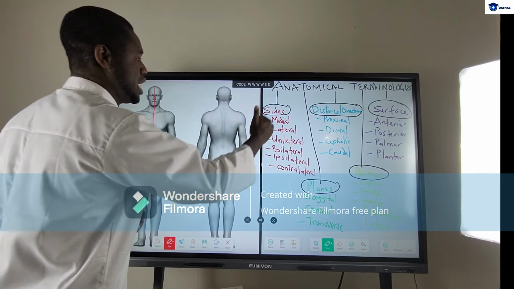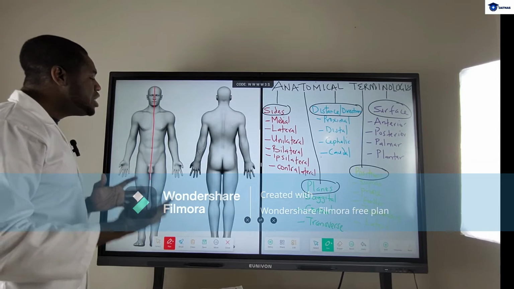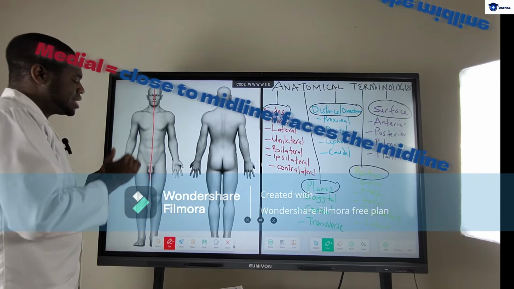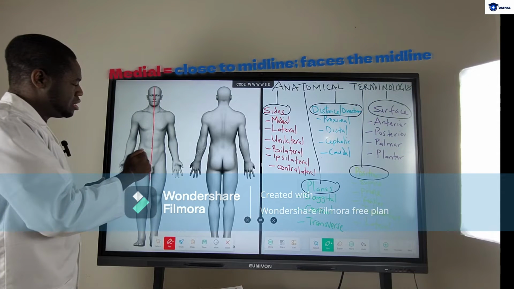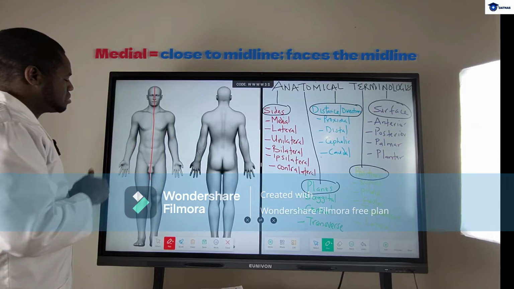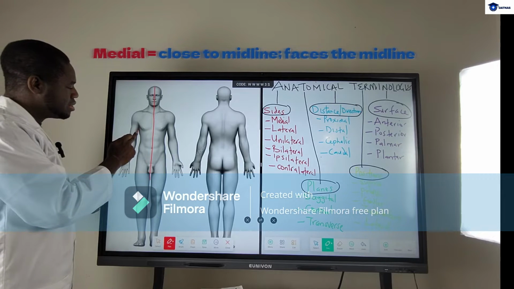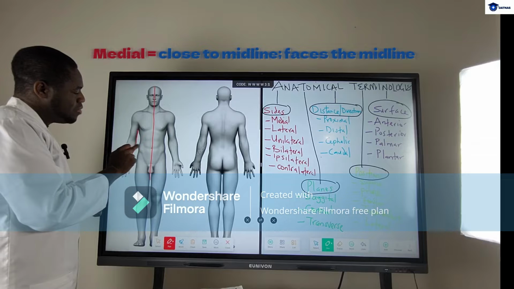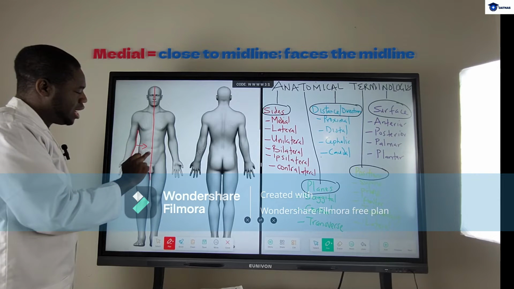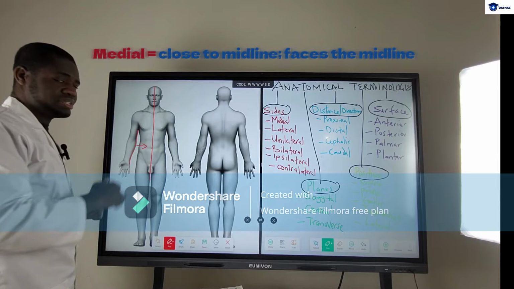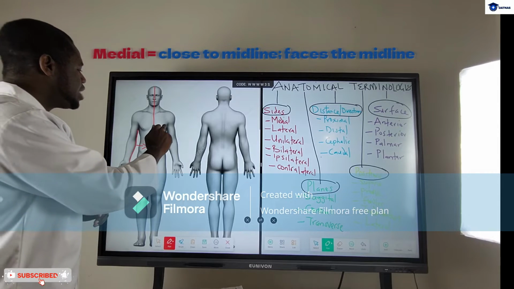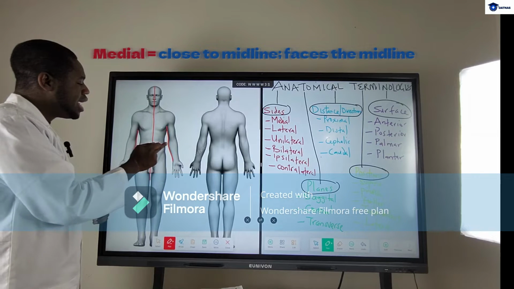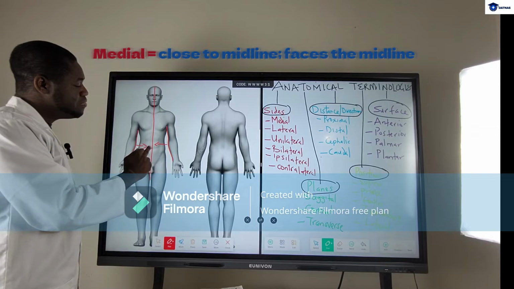Now, what is a medial side? A medial side is a side that faces the midline, that is close to the midline. Look at this limb, for instance. You can see this side here. This is the medial side because it is close to the midline. It faces the midline. Here too is medial because it is close to the midline. It faces the midline.